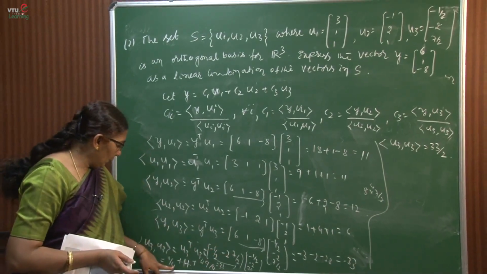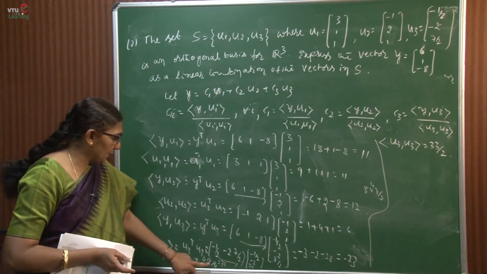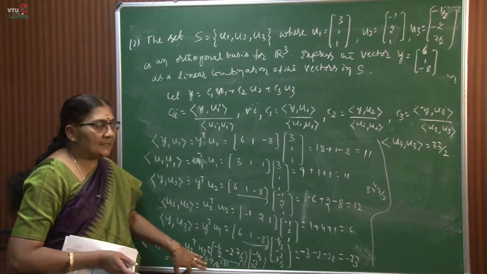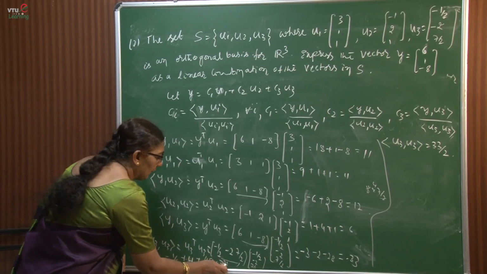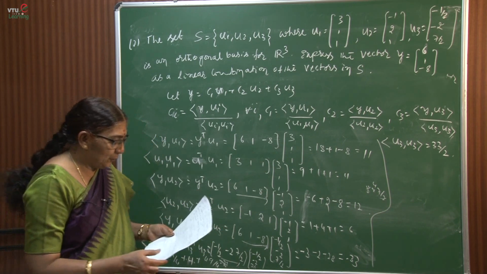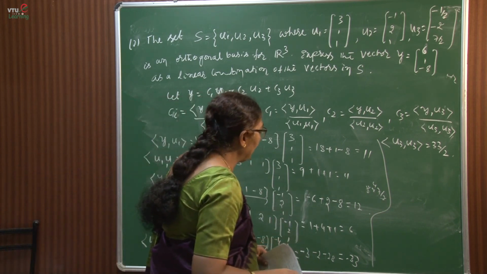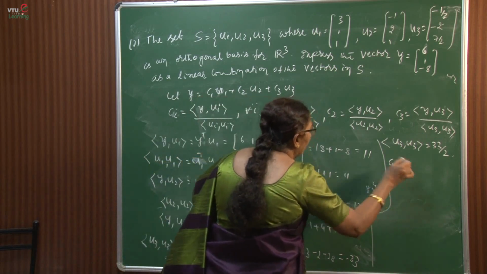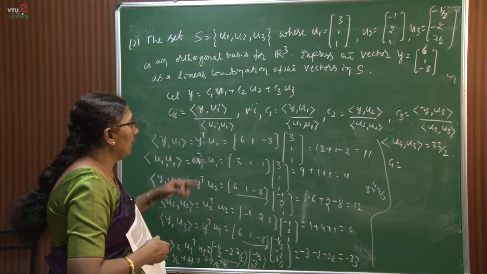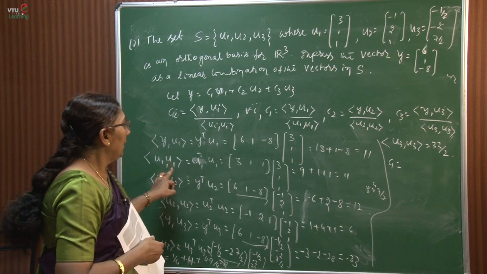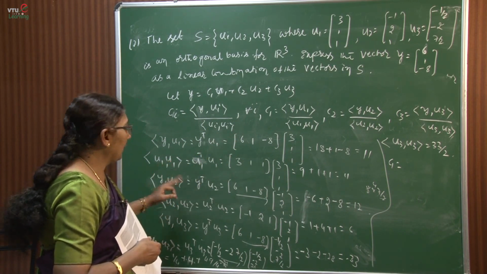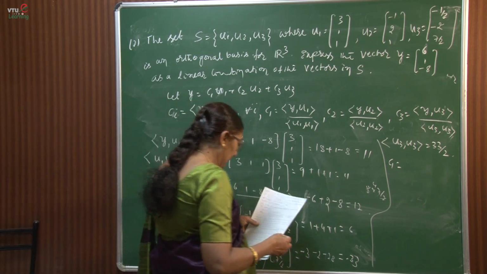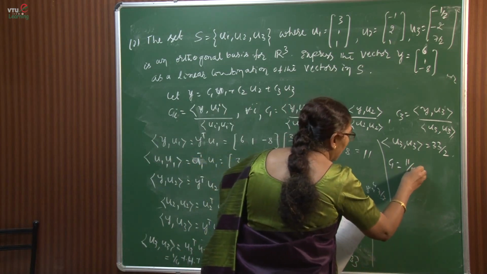What we get actually? 1 by 4 plus 49 by 4. Take LCM and simplify that. Finally, what we get? 33 by 2 we get. And next step, we have to substitute the values we get. What is C1? Inner product of y comma u1 divided by inner product of u1 comma u1. 11 by 11. We get 1.